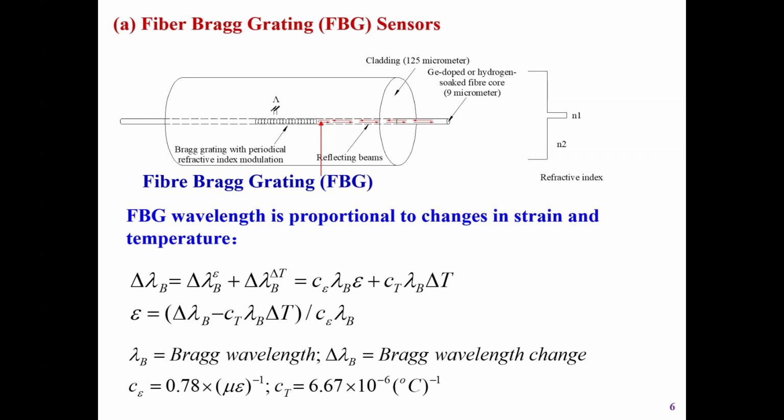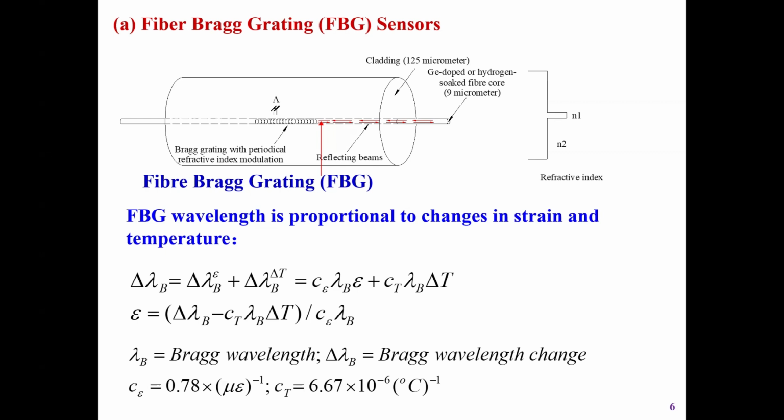So this is related to strain, and the C epsilon is almost a constant. This lambda we know, C epsilon we know, but we don't know the strain yet. It can also be affected by temperature. So CT is constant, lambda B we know. So here you can see temperature and strain both will affect the delta lambda.